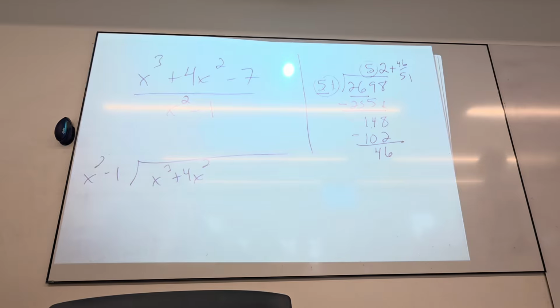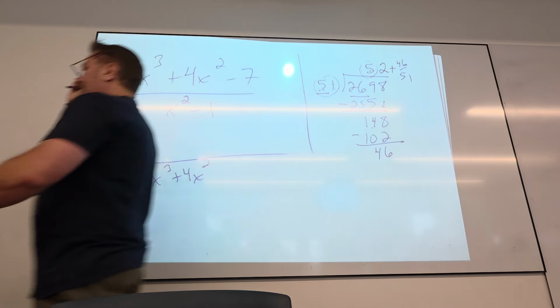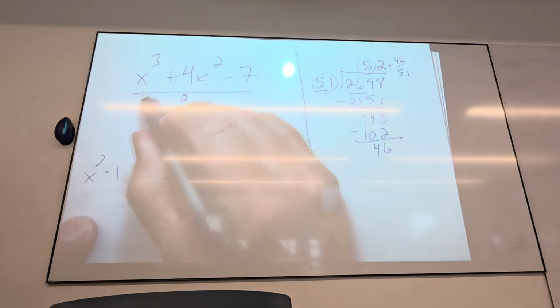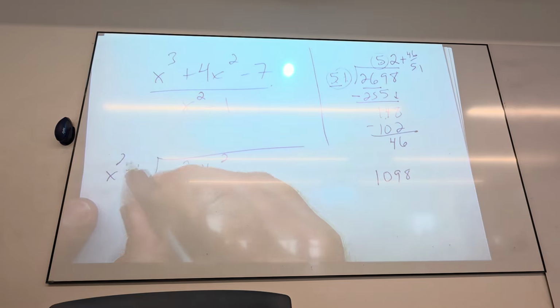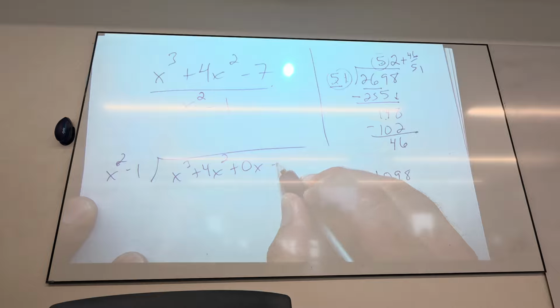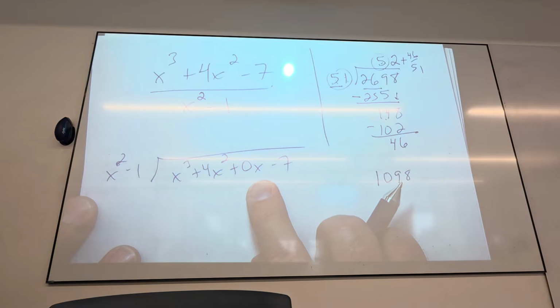0. So the one difference between polynomials and normal numbers is if I wanted to say 1098, I wouldn't do this. I would put a 0 here to represent I have 0 hundreds. So when I do set this up, I have to put a 0x here to hold that place.